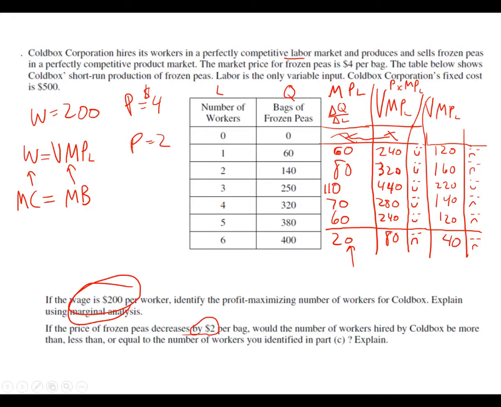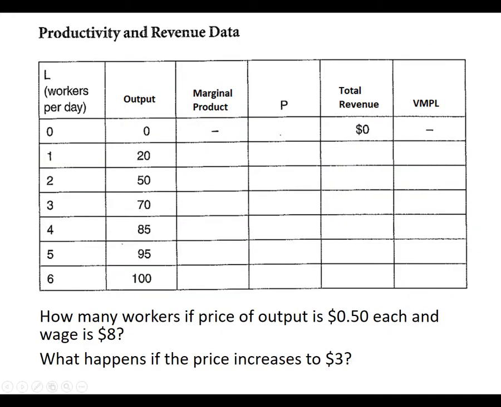So this kind of thing happens all the time. Here's another one. How many workers, there's a typo there, should they hire if the price of output is 50 cents and the wage is $8. So here it's 50 cents, 50 cents, 50 cents, 50 cents, 50 cents, 50 cents, and 50 cents, okay?